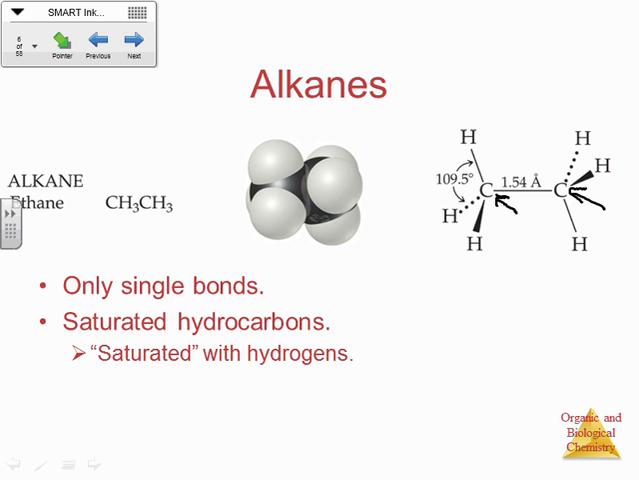These are called saturated hydrocarbons. So these are saturated with hydrogens. That's why they're called that. They have as many hydrogens around them as they can possibly have. So saturated fat, unsaturated fat, that's where this comes from. It has to do with whether you have only single bonds or if you have some double bonds as well. Okay, and we'll talk more about that when we talk about alkenes.